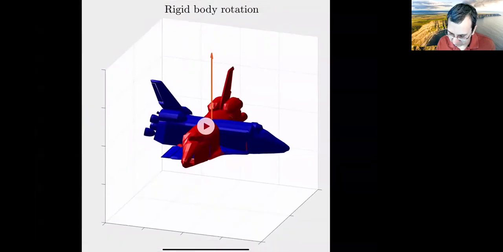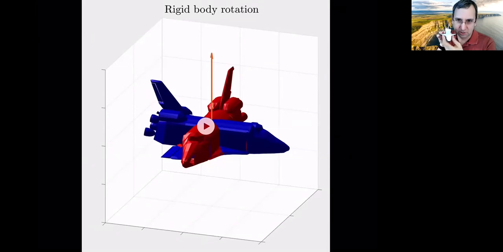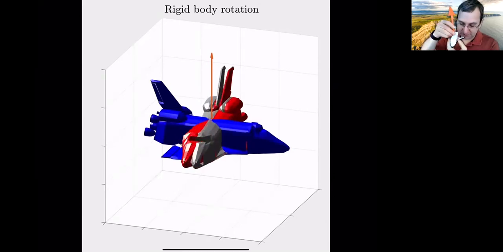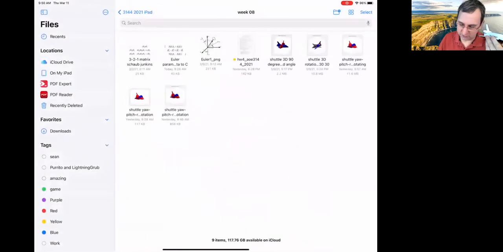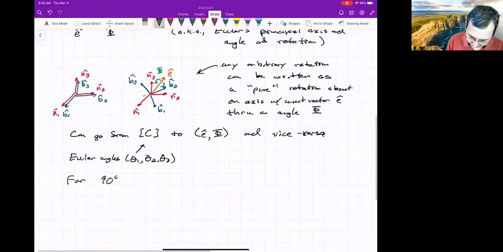Yeah, here it is. So what I'm showing here in red is the initial configuration of the space shuttle aligned with the red frame. And then blue is the final one. And that orange vector is showing the Euler axis of rotation. And this is a movie that shows the rotation going from one configuration to the other, pure rotation. Now that one is kind of easy. For a 90-degree turn to the left, the axis and angle are kind of obvious.